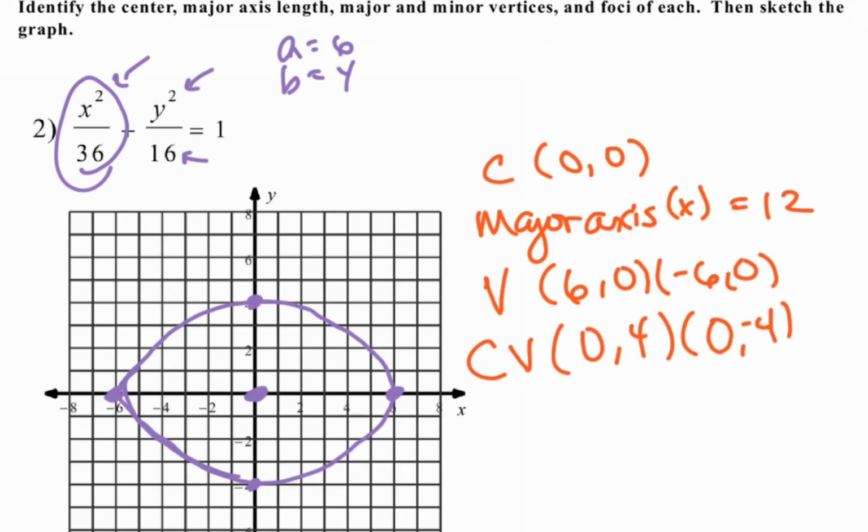Now, if you've got points like that, it is perfectly fine if you would rather just write plus or minus 6, comma 0, and 0, plus or minus 4. Okay, so if you've got points like that, you can do it like that.